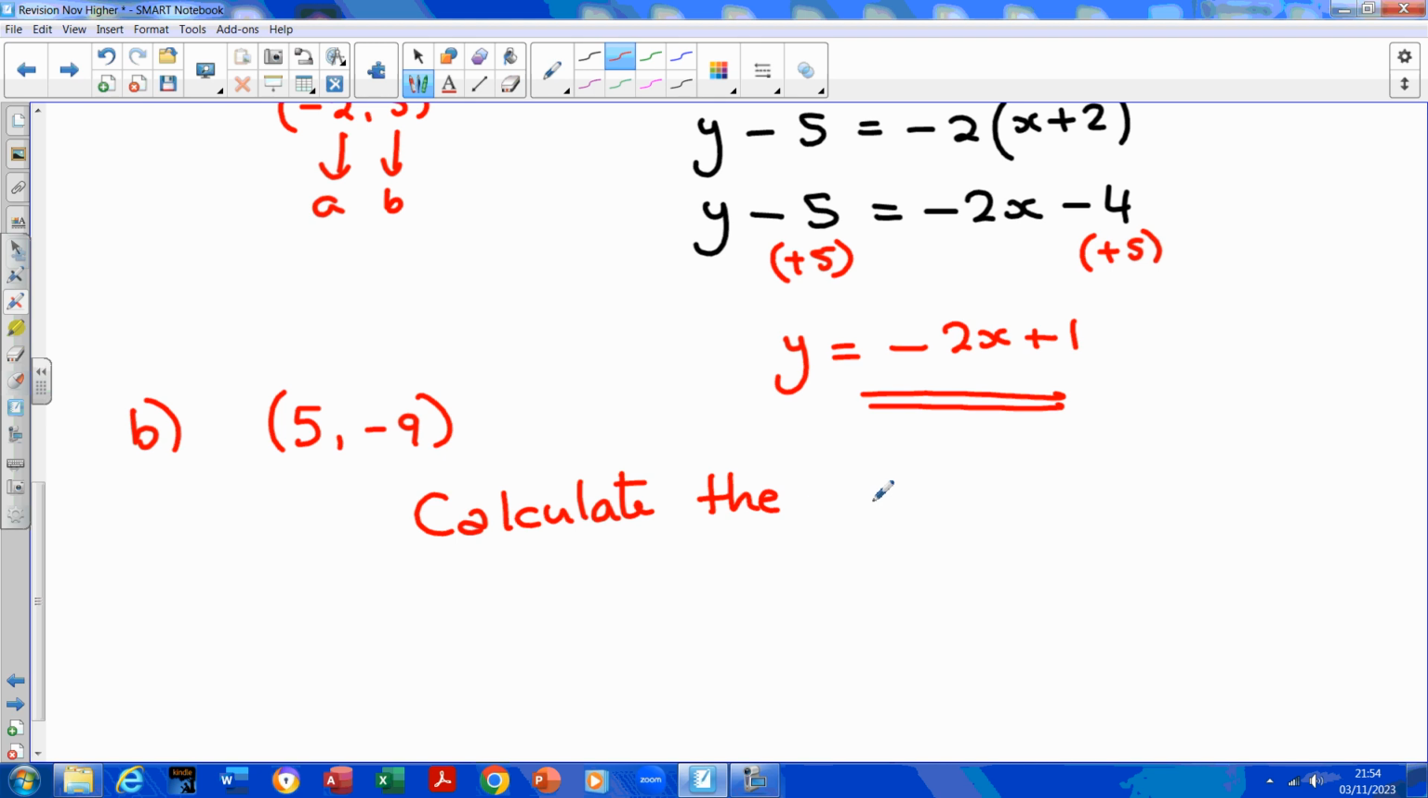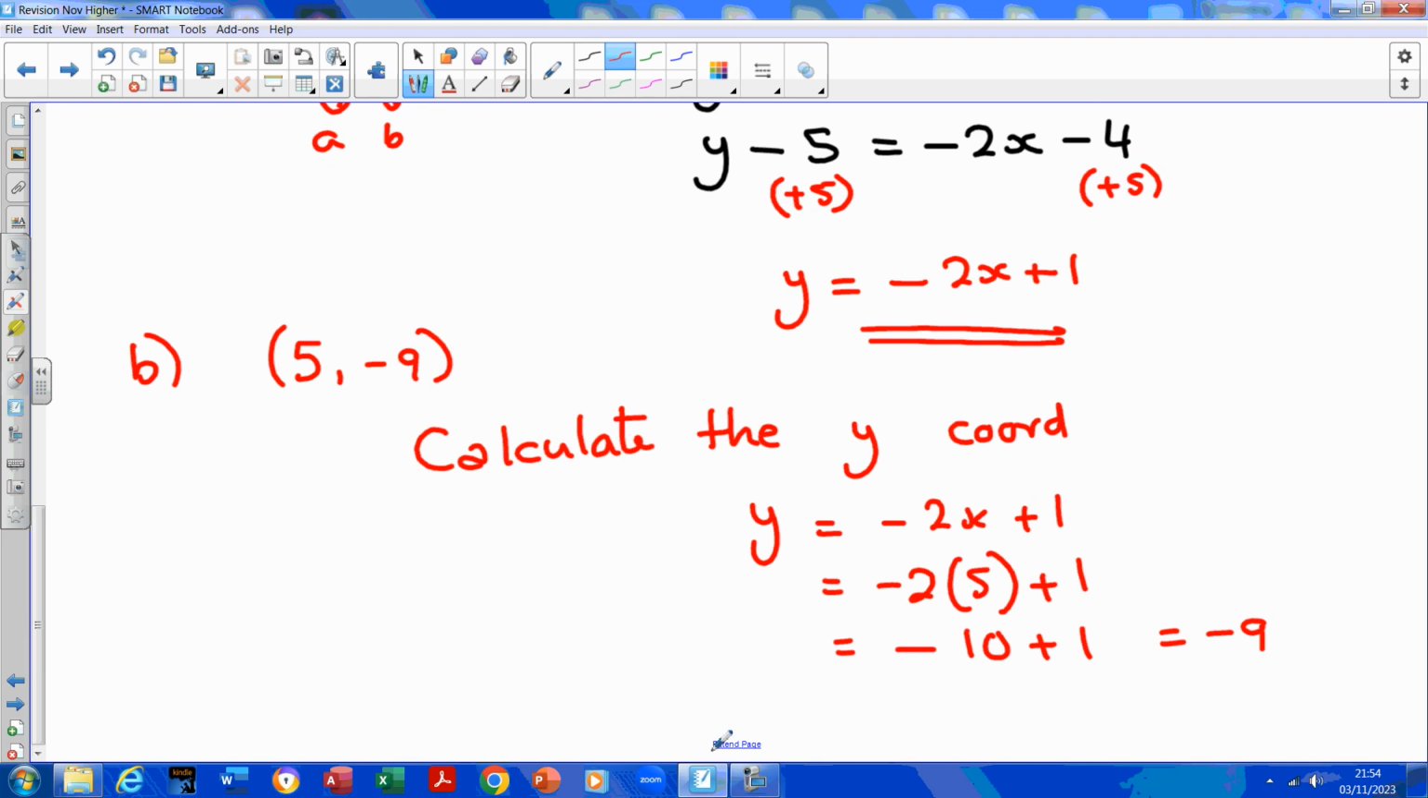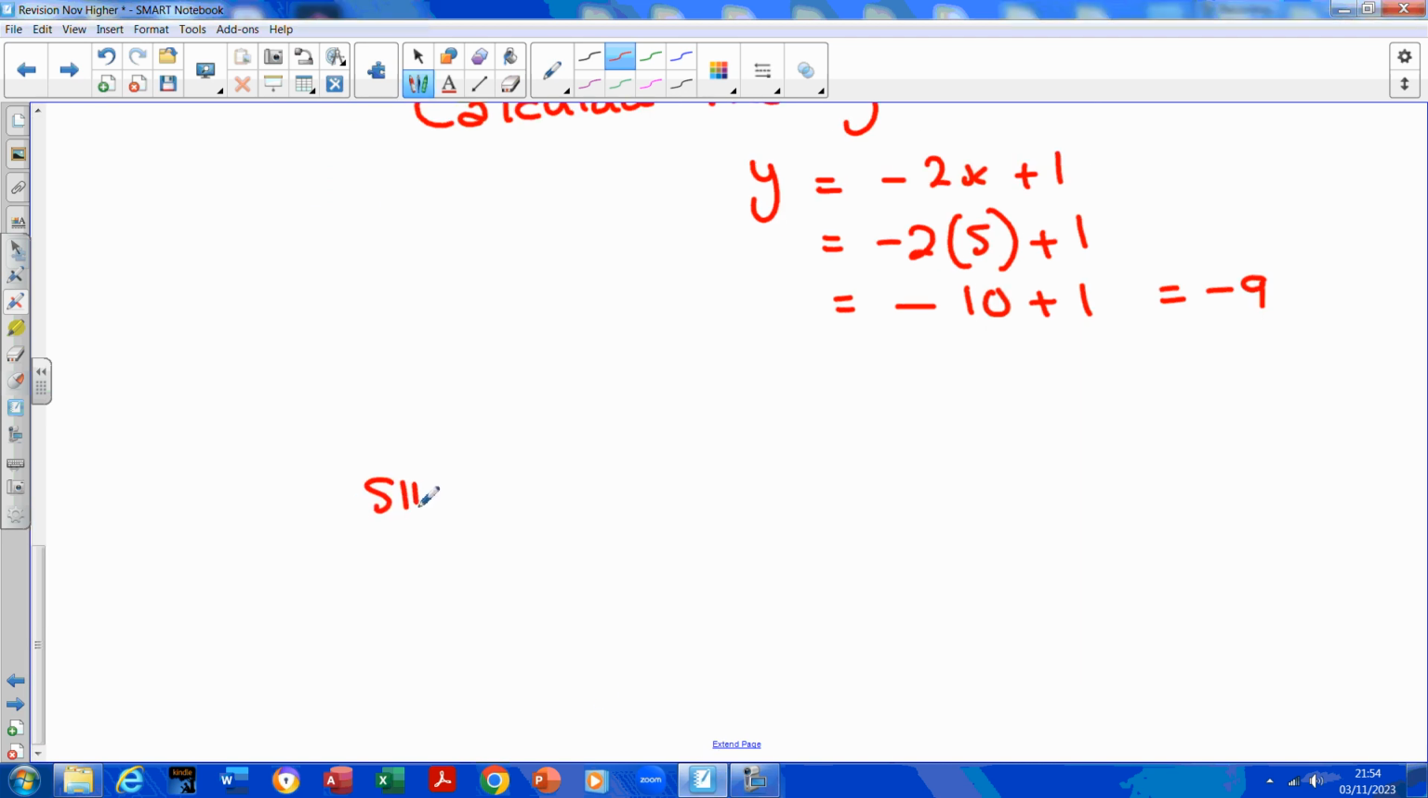Right, so how do we do that? We know the rule is y is equal to negative 2x plus 1. So I'm going to do negative 2 times 5, so x is 5, put that in there. And negative 2 times 5 is negative 10. Negative 10 plus 1 is equal to negative 9. That's what we wanted. So we can say, since y equals negative 9, the point lies on the line.